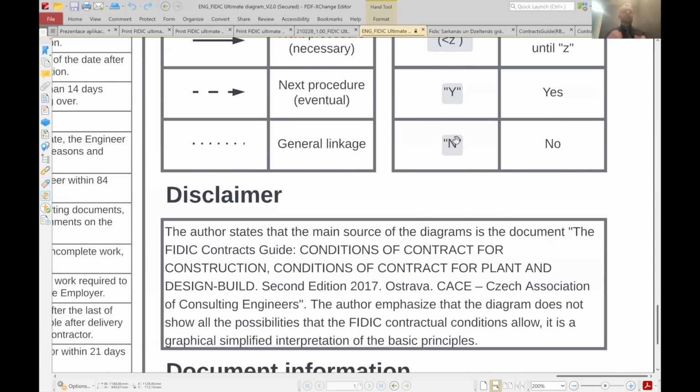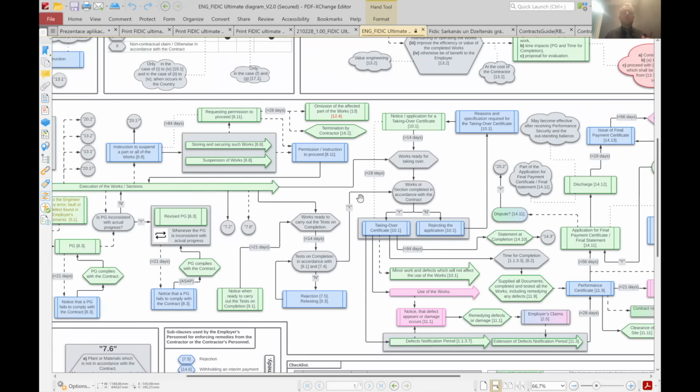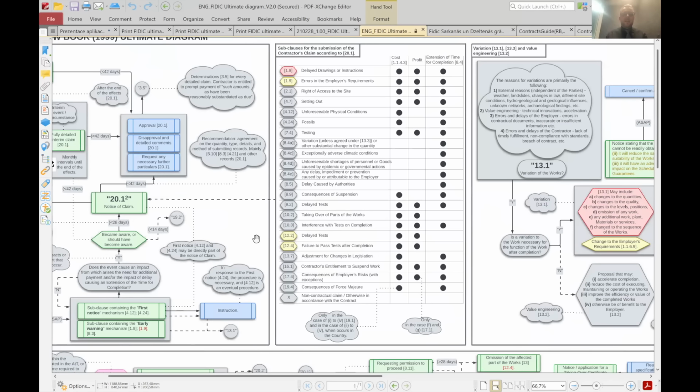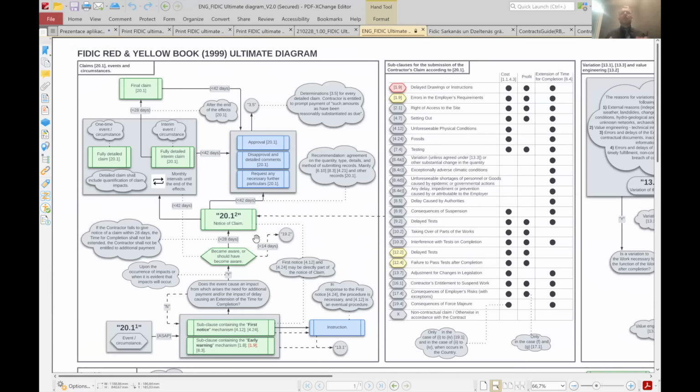Okay, so there is a possibility that sometimes when you read some comment, there is quite a possibility that you cannot find it in a FIDIC. But I did not create this thought. When I was creating the FIDIC Ultimate Diagram, I was trying to not use my own interpretation. I was always trying to interpret the FIDIC guide and FIDIC contract books.